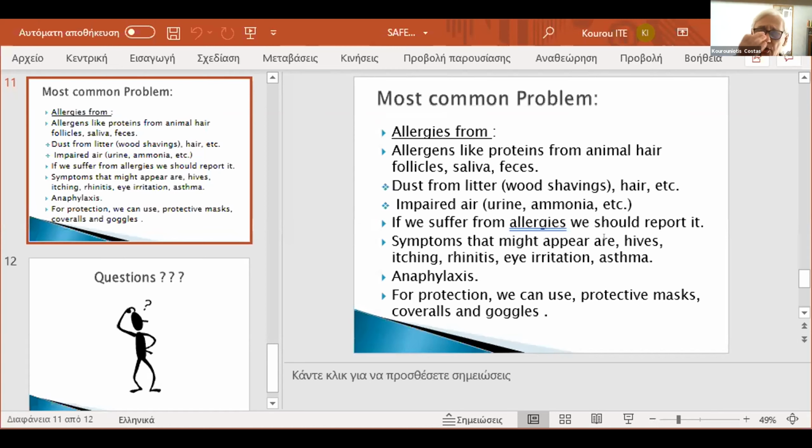Most common symptoms, usually we just have sneezing, coughing, eye irritation, but we can get asthma and very rarely anaphylaxis or anaphylactic shock. Sometimes it happens after a bite if saliva enters the blood circulation, but it's very rare. To protect ourselves, we can use protective masks, coveralls, goggles to protect our eyes, gloves, etc.